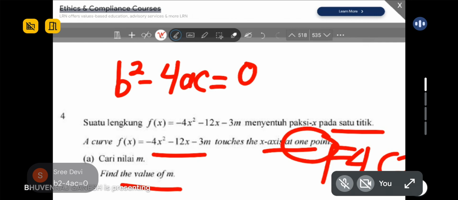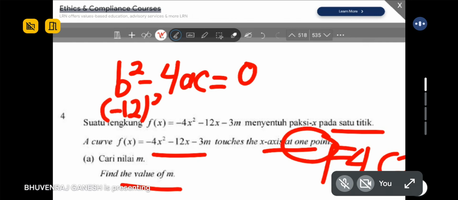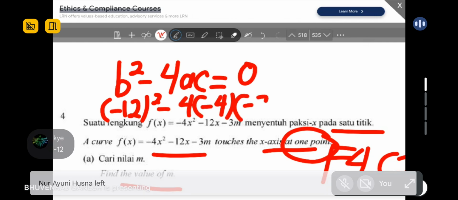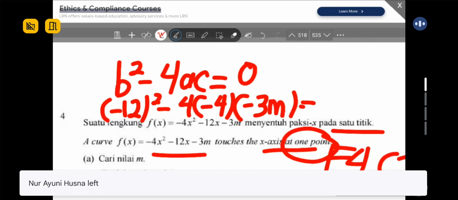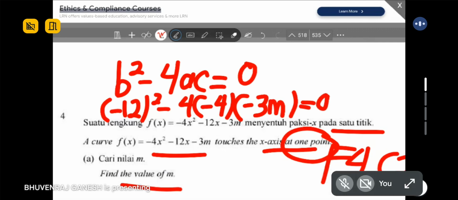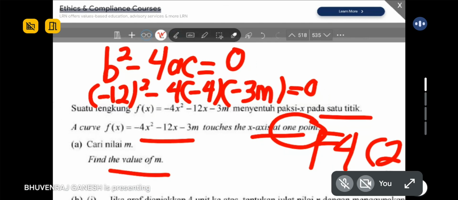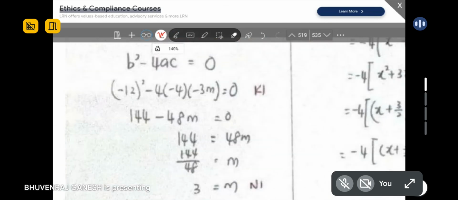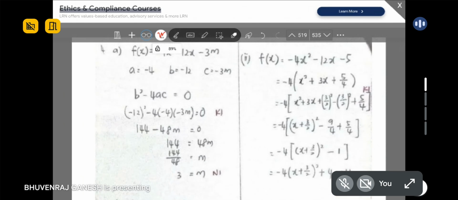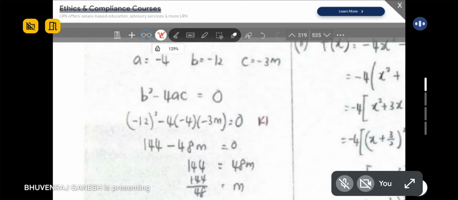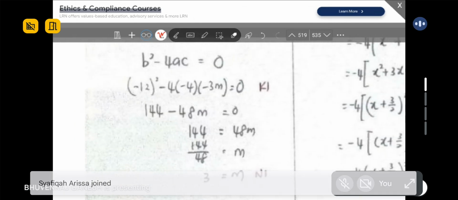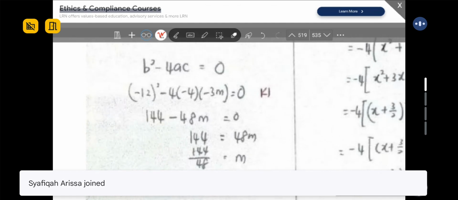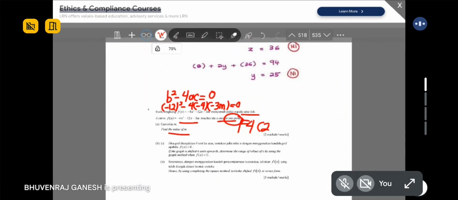Okay, so what is your b value, guys? Nilai b, you should get negative 12 based on the question. And then your a value, negative 4. C value, negative 3m. Just substitute everything. Solve your equation. Okay, selesaikan, you should get the m value is equal to 3. Okay, so this is the step. Very simple lah, straightforward. Okay, m equal to 3. Okay, all right. Next one.